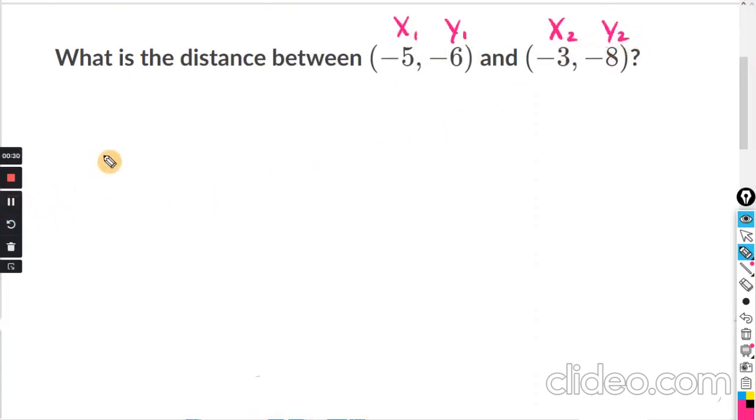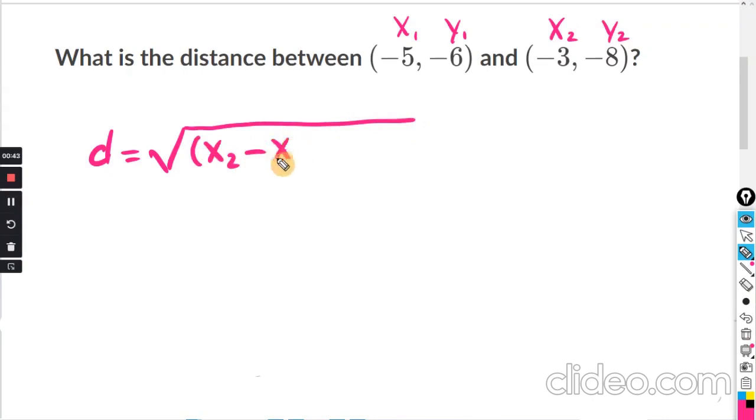So the formula for the distance, representing distance with the letter D, that's going to be the square root, and it's going to be x2 minus x1, quantity squared, plus y2 minus y1, quantity squared. Okay? Now, as a matter of fact, the order that you subtract the x's and y's doesn't really matter, but I'm going to explain that at the end. So we'll just do it the basic way for now.